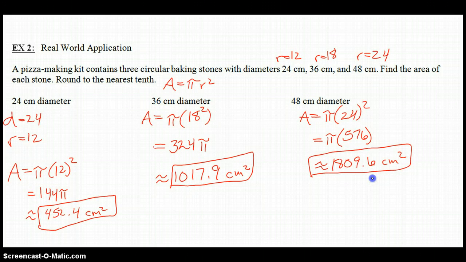Alright, that wraps up this video. Went a little bit longer than 10 minutes, but that's okay. We will continue with a worksheet over these kinds of problems, just circles, when you get to class on Monday. Hope this has been a good review of area and circumference of circles.